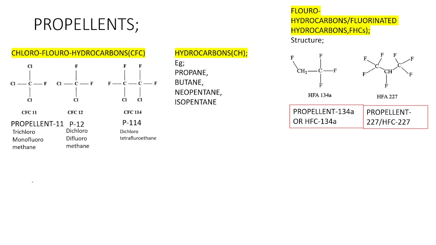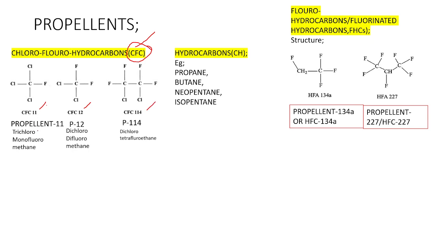Now the topic is propellants. What are the different kinds of propellants? The first one is chlorofluorohydrocarbons, CFCs. Examples are propellant 11, which we have discussed in the nomenclature, propellant 12, and propellant 114.